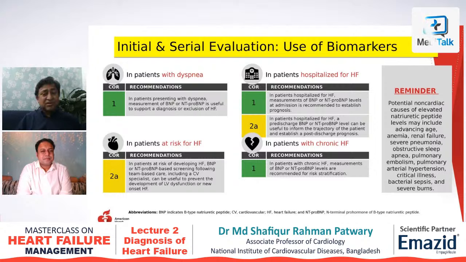For this reason, in case of dyspnea, in case of hospitalized heart failure, and chronic heart failure, BNP and pro-BNP is the class one recommendation. And in case of the patient who is at risk of heart failure, that is stage A and B, in this patient it is a 2A recommendation, not a class one recommendation.